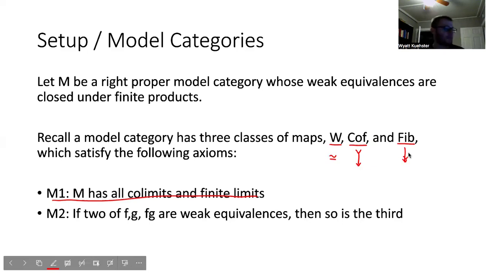And I'll use fancy arrows for the cofibrations and fibrations. I don't know if people still do that, but I do. Okay, and they satisfy five axioms. One of them is closed under colimits and finite limits. The next is that weak equivalences should satisfy the 2 out of 3 property. So if I have F, G, and F composed with G, if two of them are weak equivalences, so is the third one.